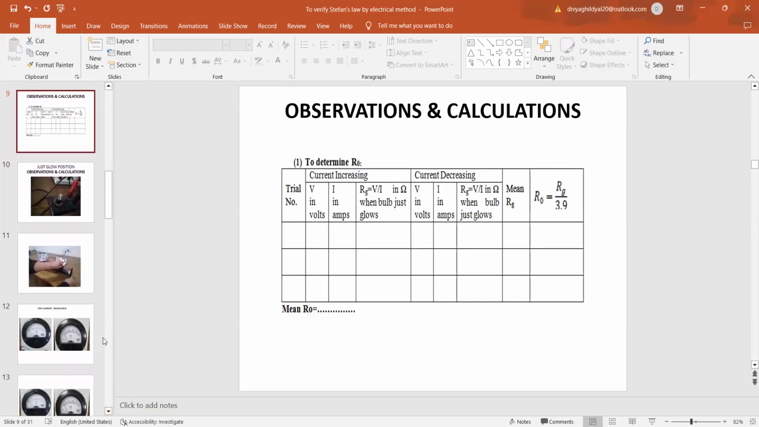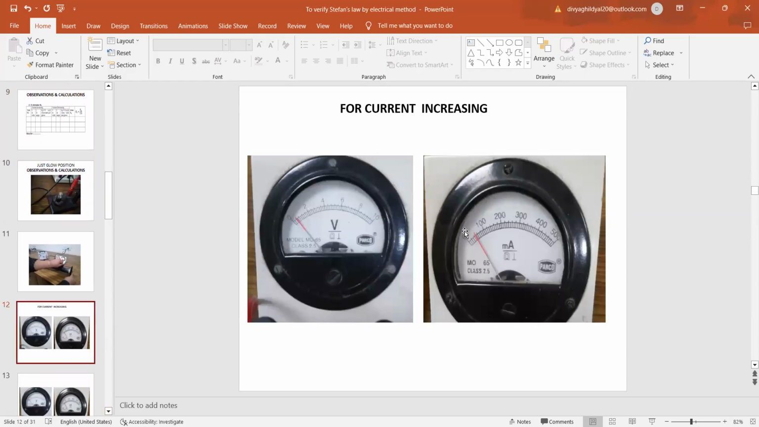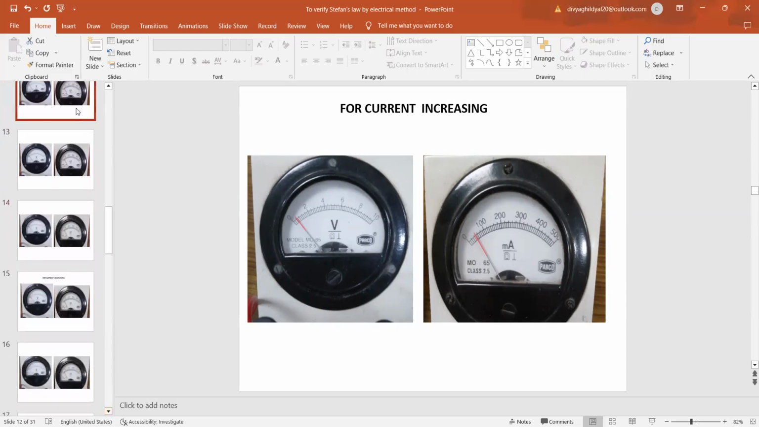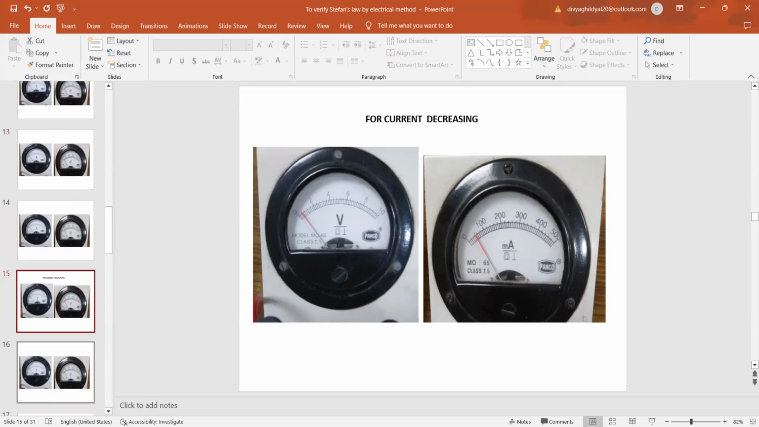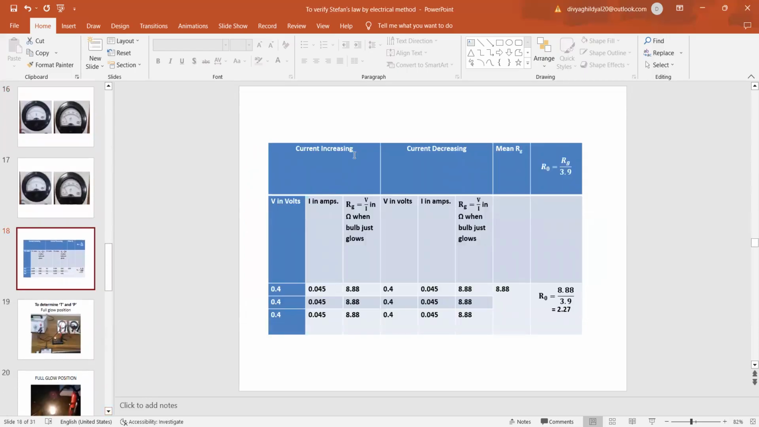In the second, see the just glow position and the readings of your voltmeter and ammeter in the just glow position for increasing and decreasing current, which will obviously be approximately the same. So, my observation table has current increasing and current decreasing, from this is the value of current. I have read it in milliamperes. I will change it to amperes, and with the voltage I get the value of R naught.